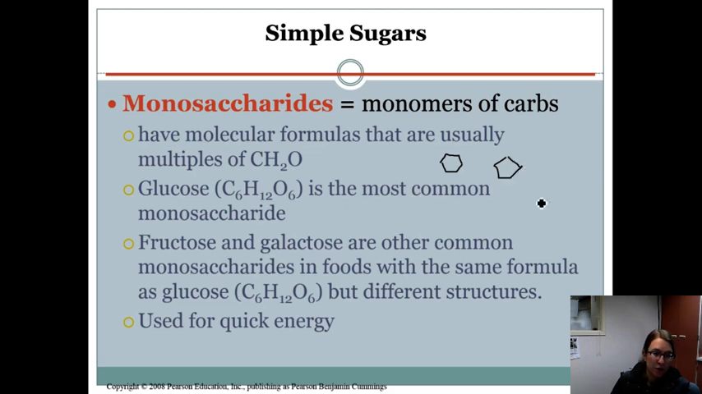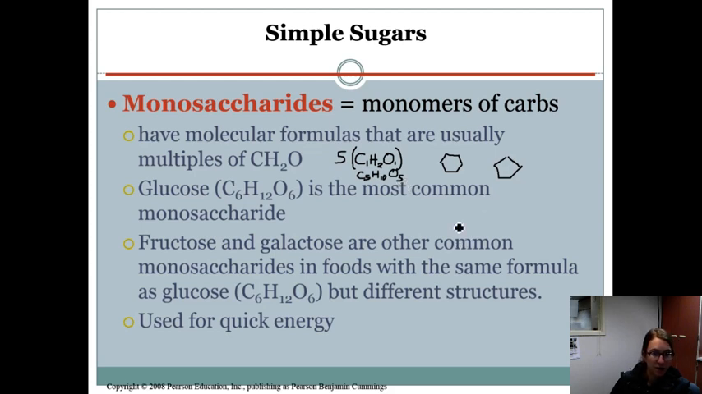And they're going to have multiples of CH2O. So remember, CH2O, if there's no number after the letter, that means there's just one of them. So we could say C1H2O1. This means this thing has 1 carbon, 2 hydrogens, and 1 oxygen. And if we multiply that by 5, then 1 times 5 we get C5, 2 times 5 that would mean H10, and 1 times 5 we get O5. So this would be a multiple of CH2O, so that would be a monosaccharide.